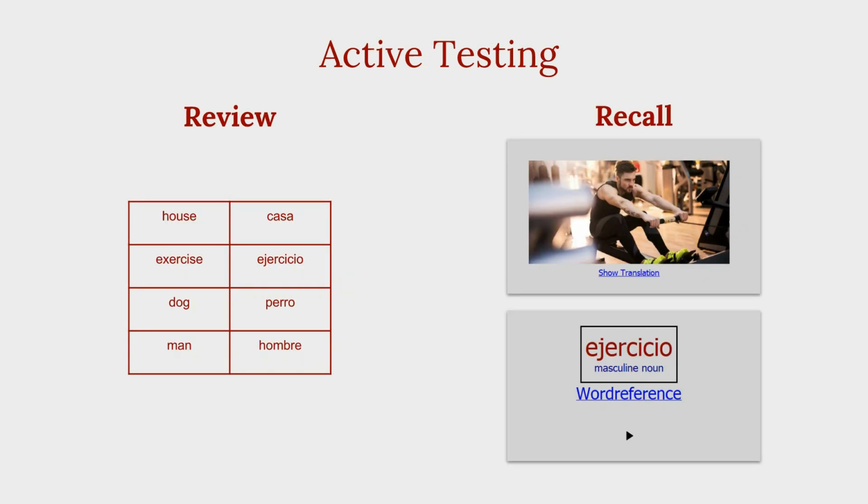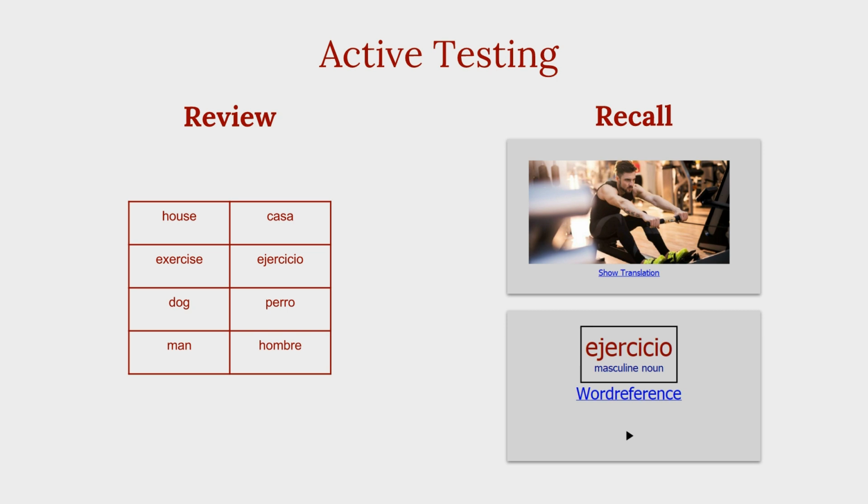Why use Anki in the first place? Two main reasons: active testing. So reviewing information is what you are probably doing right now. Just using lists of words, right? One on the left, the English word, and on the right, the Spanish word, and just going over them, reviewing them, like house, casa, exercise, ejercicio, and so on.